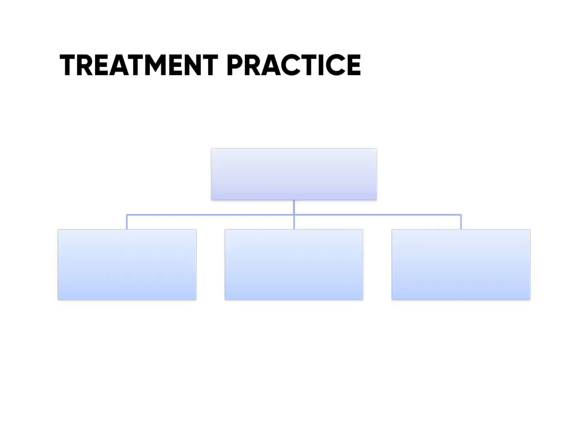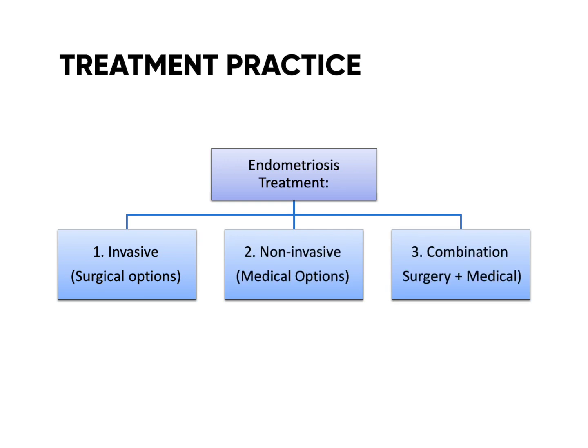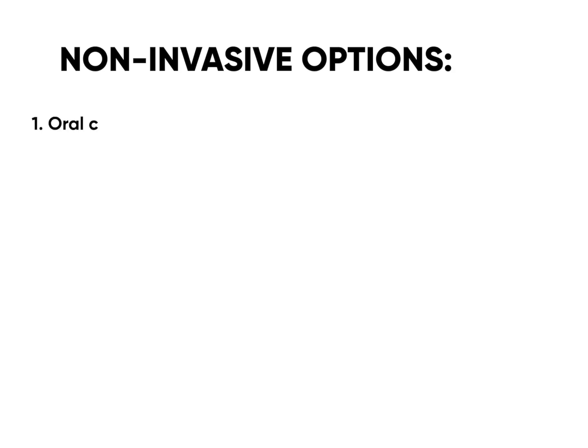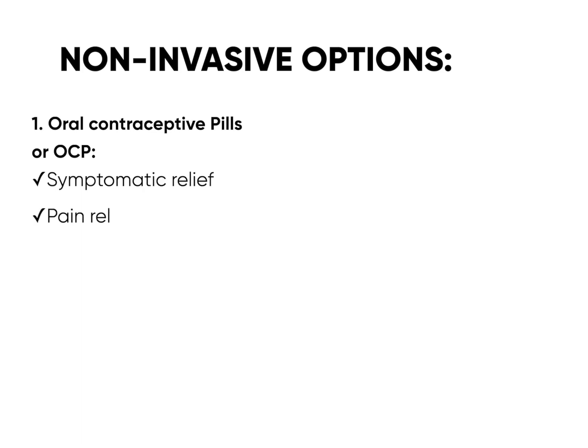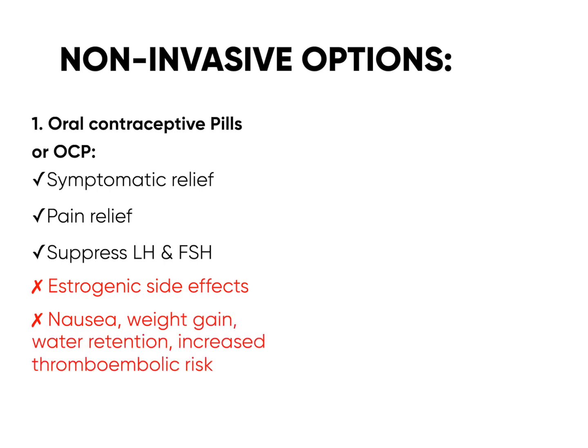Let's look at the current prescription practice and its gaps. There are 3 treatment options for endometriosis. Invasive surgical options, non-invasive, that is a medical option, and combination option, where medical option is used before and after surgery. There are 5 primary non-invasive options: oral contraceptive pills, agonists, NSAIDs, androgens and progestins. OCs suppress FSH and LH hormones and provide pain relief, but they also create estrogenic side effects, nausea, weight gain, water retention, and increased thromboembolic risk.